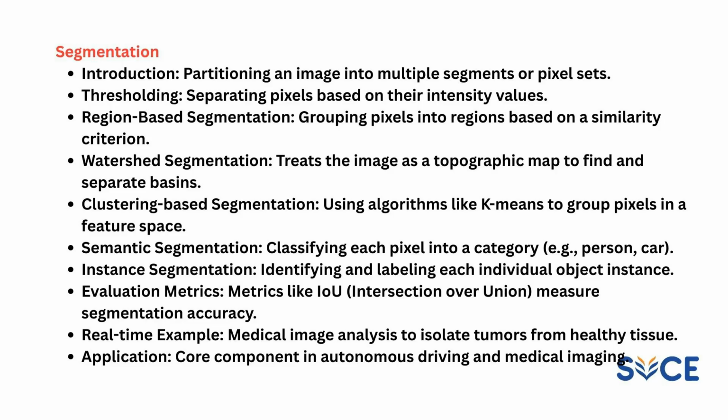Finally, how do we know if our segmentation is any good? We use evaluation metrics. A common one is IOU, intersection over union, which we study in mathematics. It measures the overlap between our predicted segments and the ground truth segment. The higher the IOU, the more accurate our segmentation is.